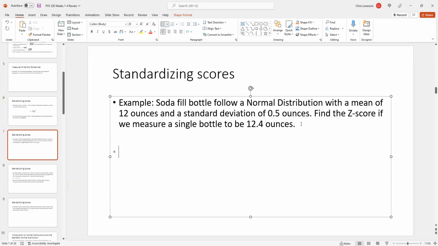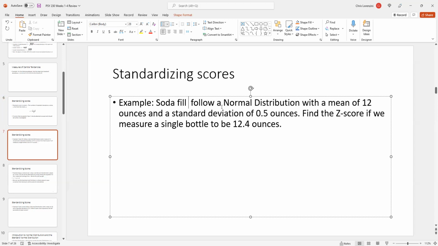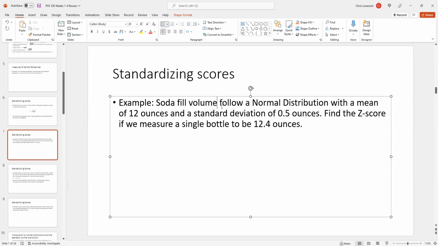So now we're going to walk through a basic problem that takes a look at calculating a z-score. Soda fill volume follows a normal distribution with a mean of 12 ounces and a standard deviation of 0.5 ounces. Find the z-score if we measure a single bottle to be 12.4 ounces.